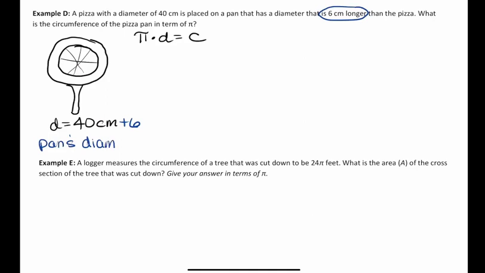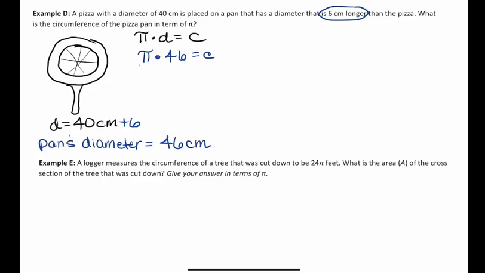It says that the diameter of the pizza is 40 centimeters. Pi times diameter equals circumference. But it also says that the pan it's placed on is 6 centimeters longer. So you're going to add 6 to that to get the pan. So what is the circumference of the pan? Well, we're just going to do pi times 46, and that will equal the circumference.